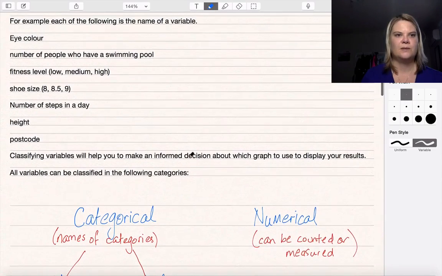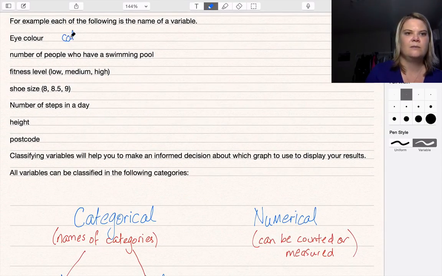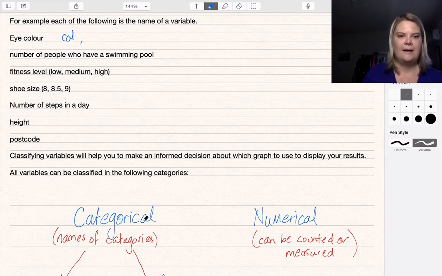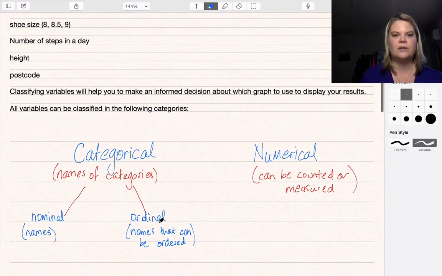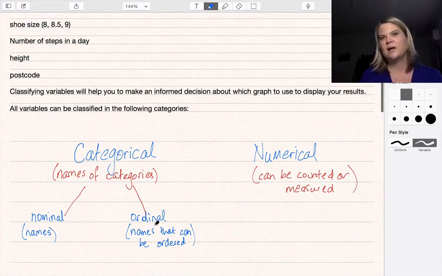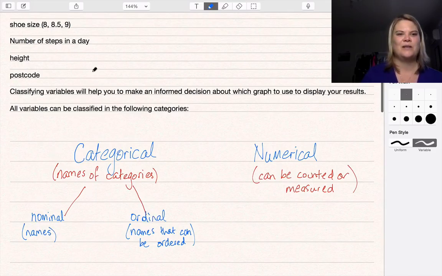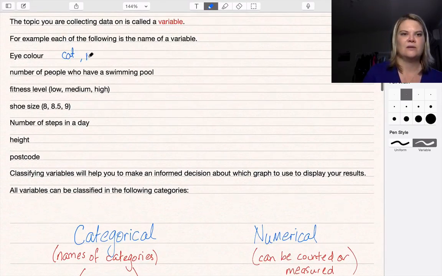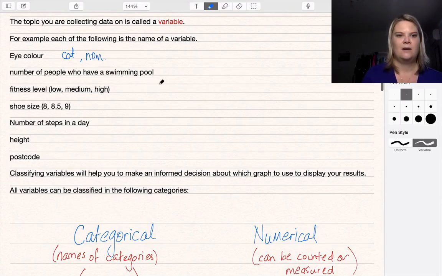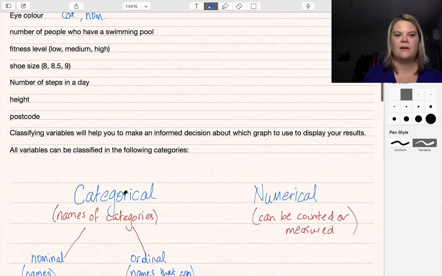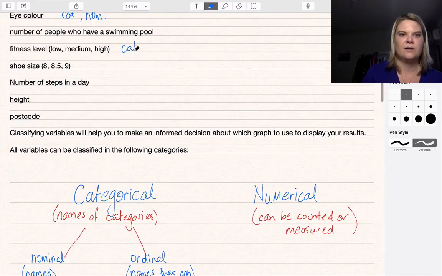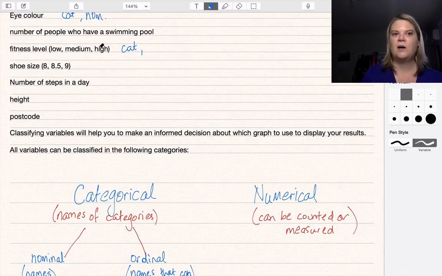For example, which ones did we say were categorical? Eye color was categorical. And can we put the different colors in a particular order? Is one color particularly better than another color? Hopefully you're saying no. So it would be just a nominal, categorical and nominal data. Fitness level, low, medium, high, that was categorical. So I'll put a categorical here. And low, medium, high, there is an order there. You can see that high is better than low and medium goes in the middle. So this would be an example of ordinal data.